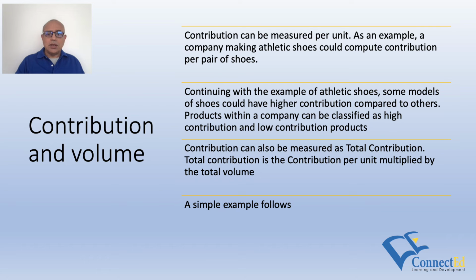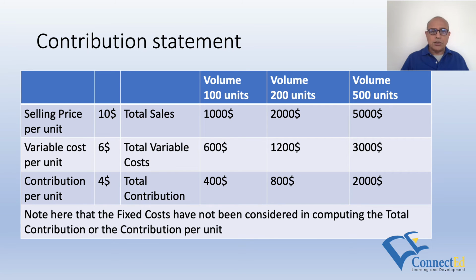Now let's look at this illustration, which will clarify what I'm trying to say. We have this data on the left side of the screen on a per unit basis. The selling price is $10, the variable cost is $6, and therefore the contribution per unit is $4. But you see the total contribution is $400 at a volume of 100 units, but it is $2,000 at a volume of 500 units, right? So the contribution seems to be increasing linearly with volume. When the volume doubles, the contribution doubles. From 100 to 200, the contribution doubles from 400 to 800.